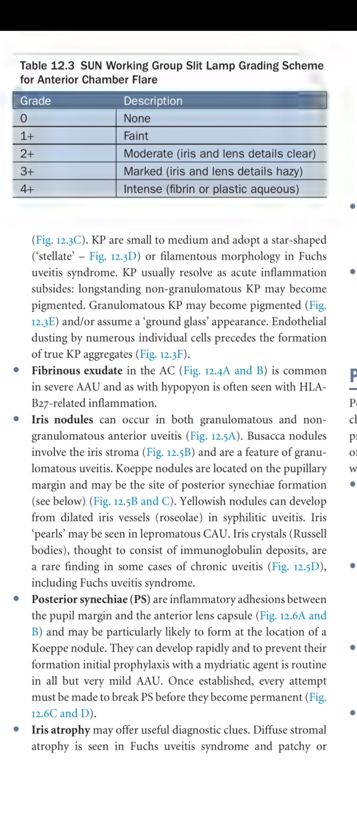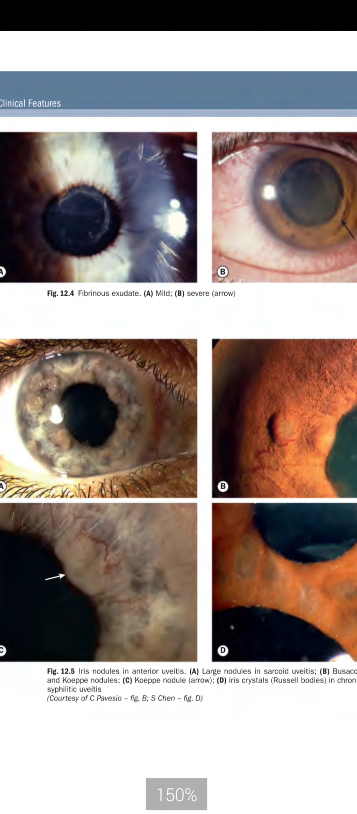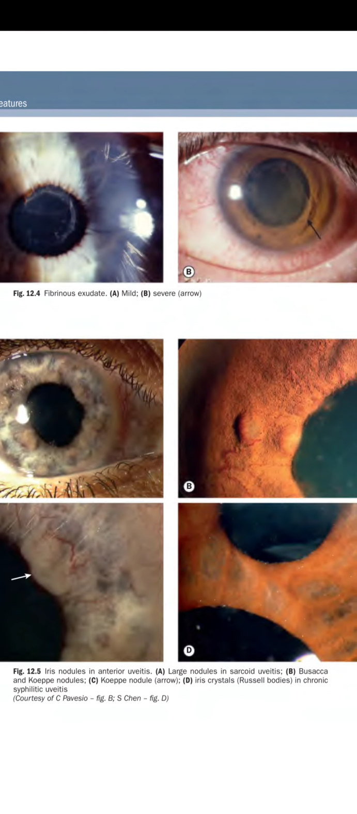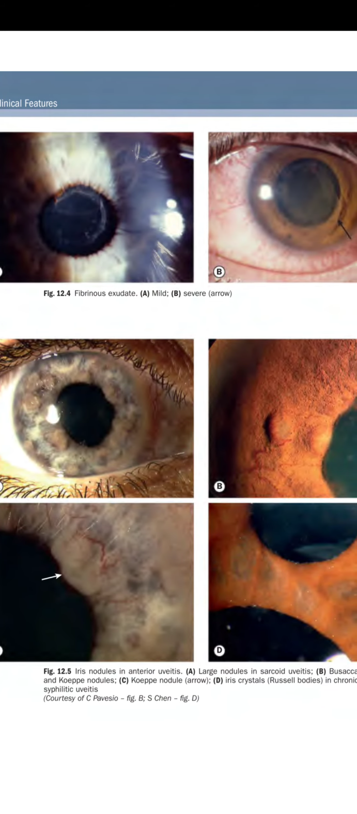Iris crystals and Russell bodies, thought to consist of immunoglobulin deposits, are a rare finding in some chronic uveitis, including Fuchs uveitis syndrome. So we can see figure 12.5. 12.4 is showing fibrinous exudate, A is showing mild and B is showing severe. 12.5 is showing iris nodules in anterior uveitis.